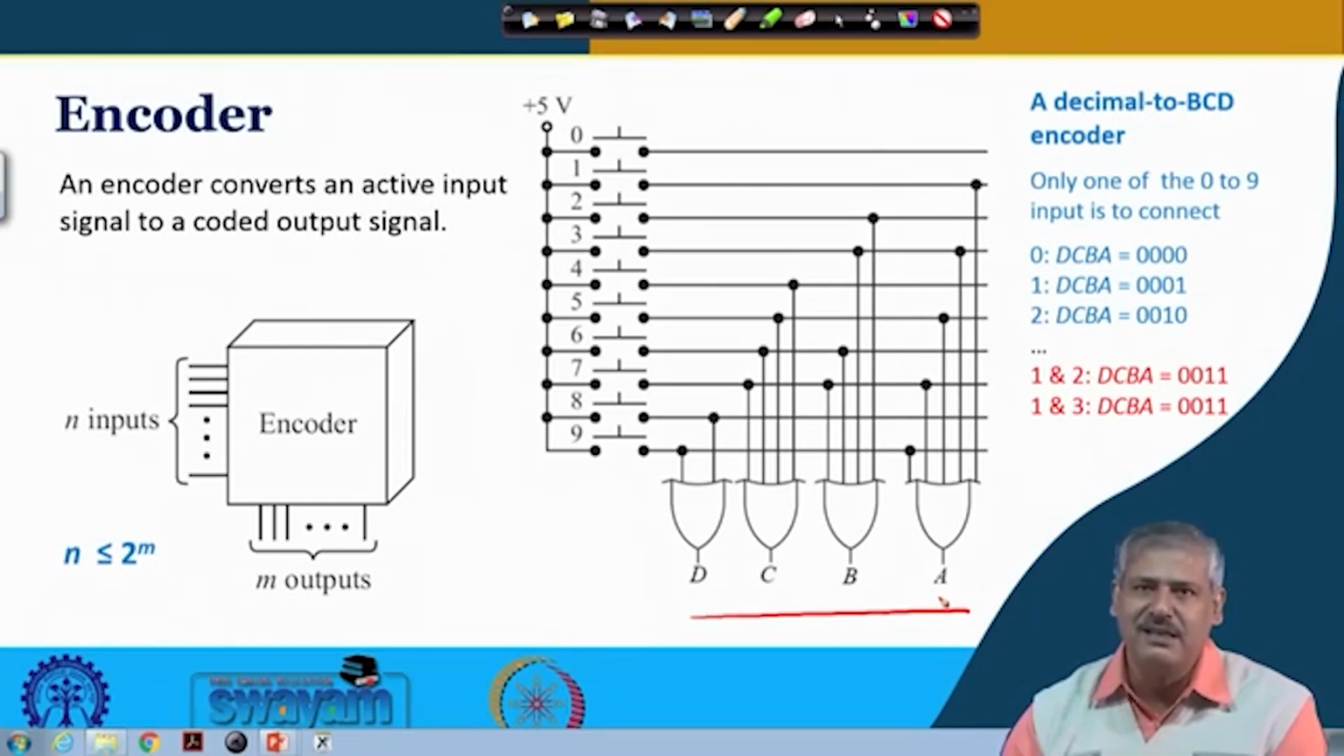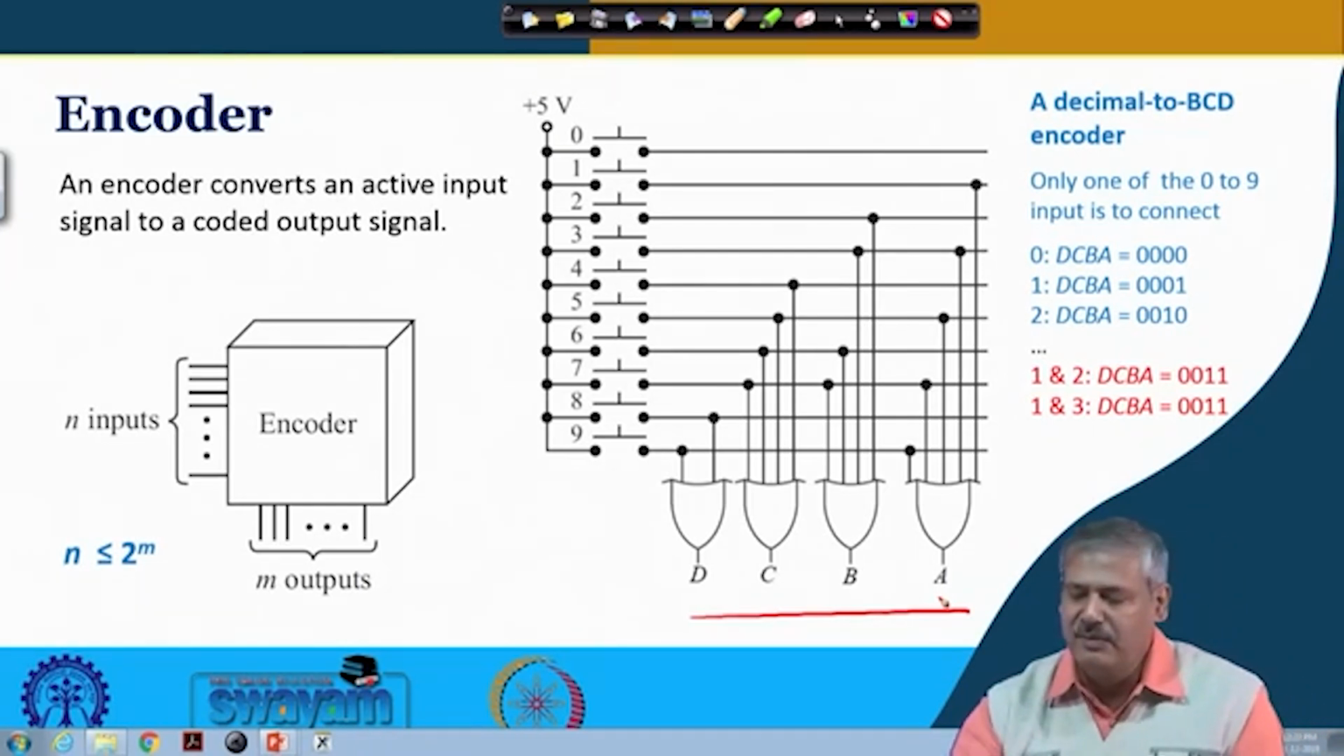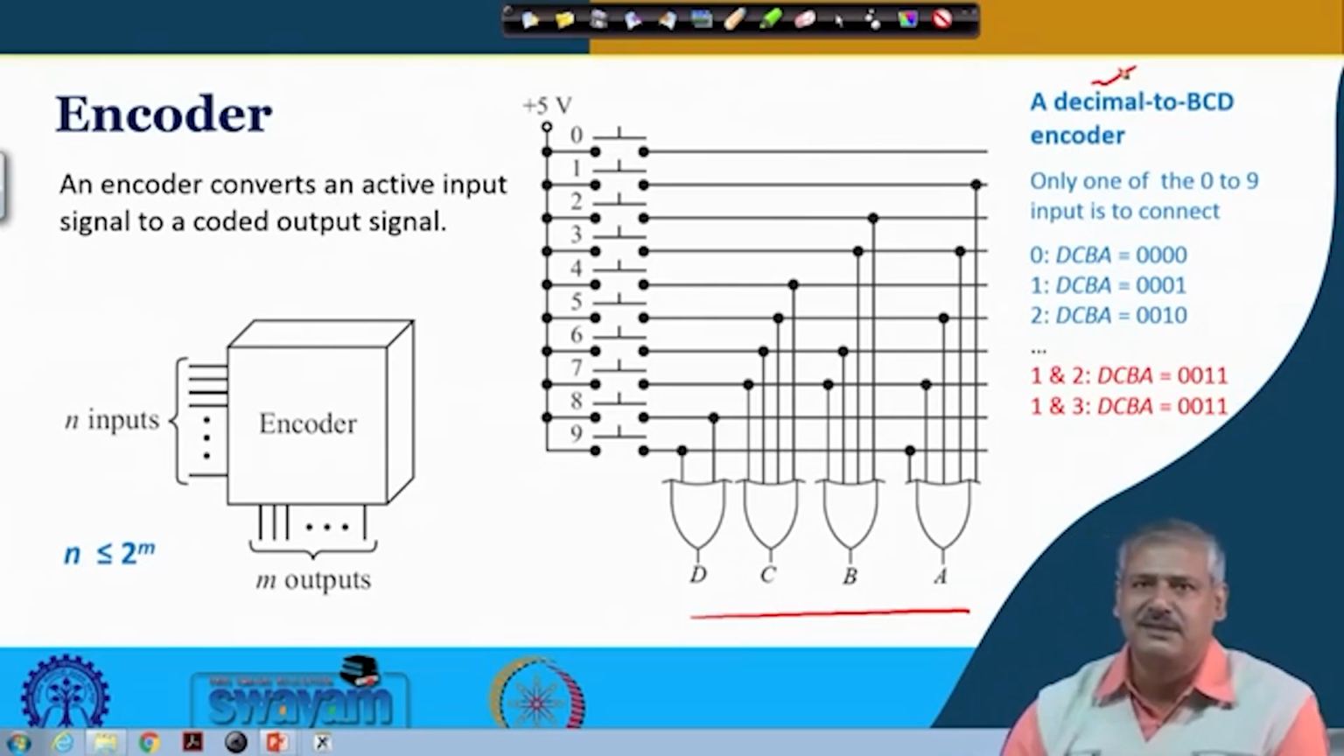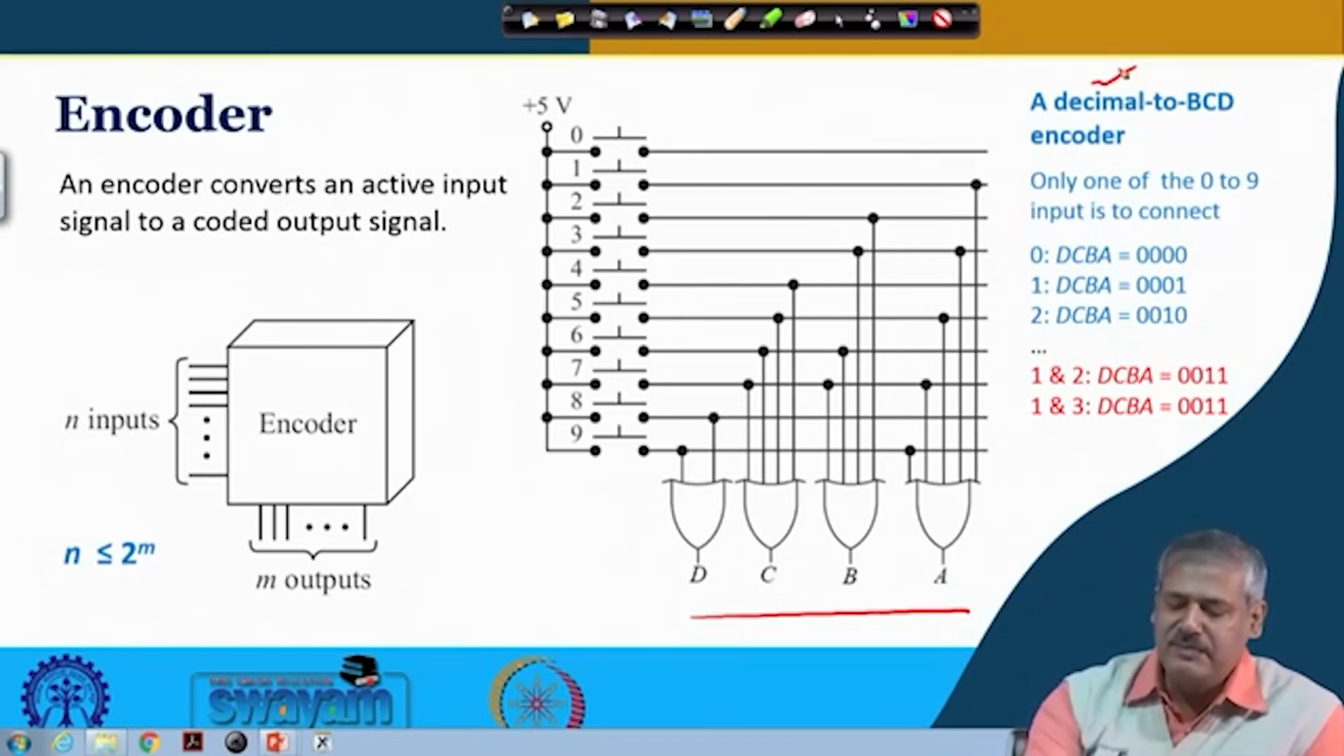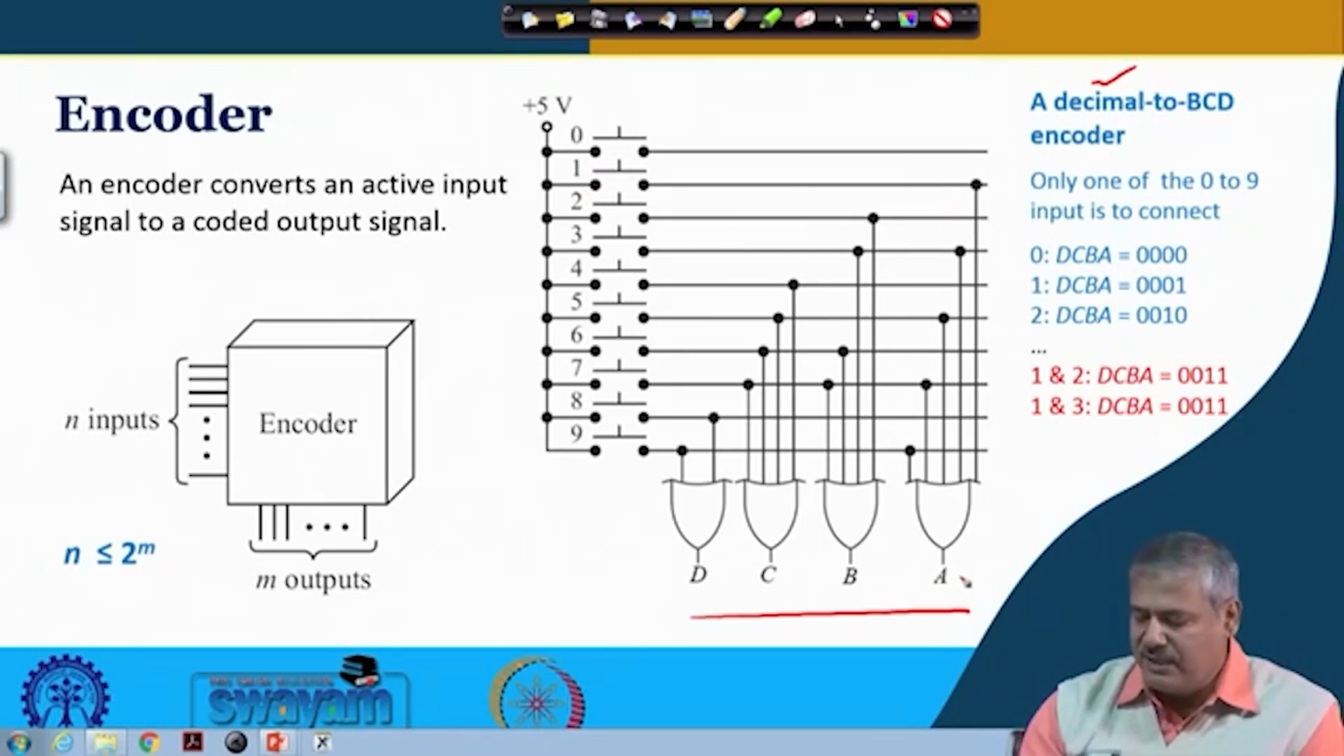So, the idea here is there is no enable input to begin with, or a strobe kind of thing, which we shall see later. So, one of the decimal inputs is always present, right. If 1 is pressed, then what will happen? Only this one is getting output. So, DCBA, 0001 will be the output.